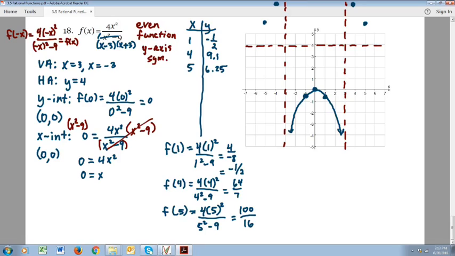So again, we're expecting to have arcs on the outside of the graph, and you can see these arcs are going to look similar to the ones we've done in the last two problems. So it's going to look like that on the left, and on the right it'll look like that. And that's it for this video.